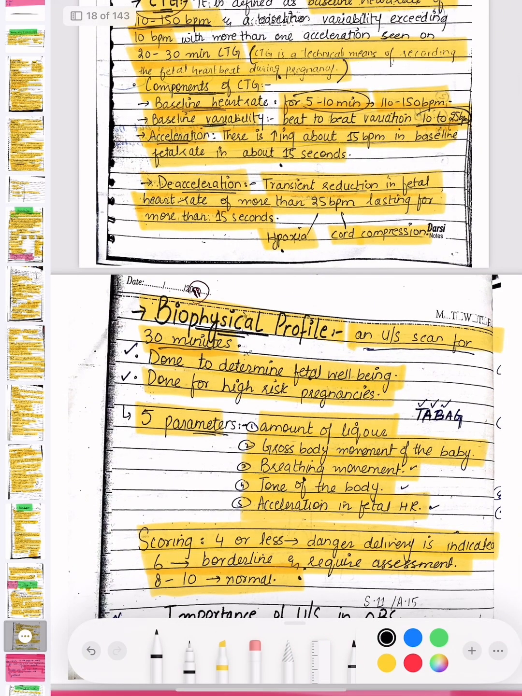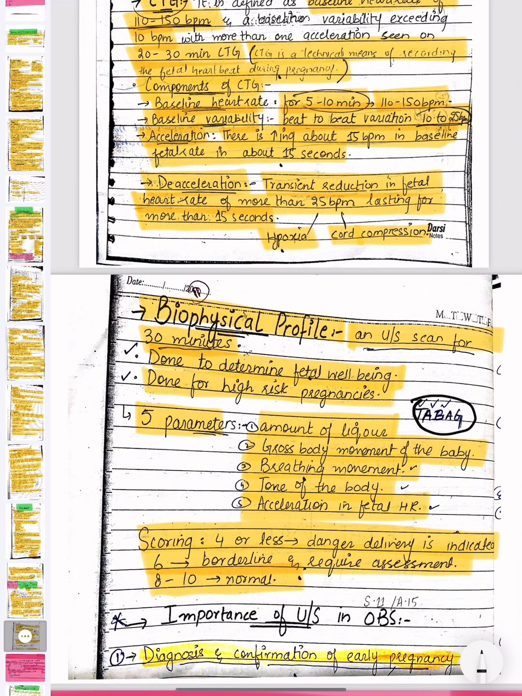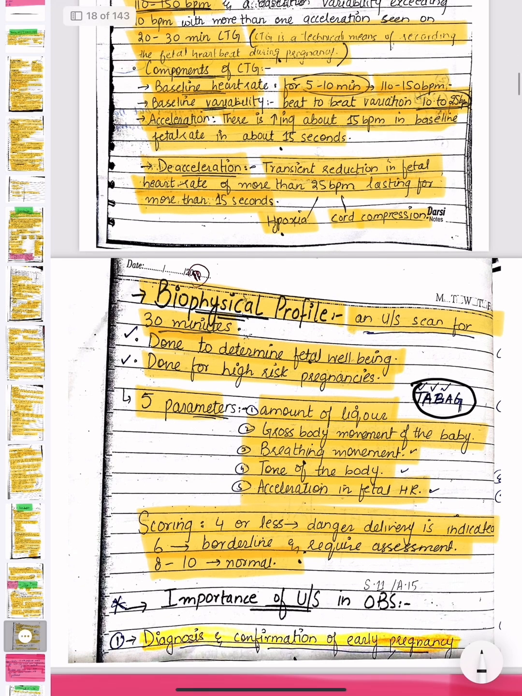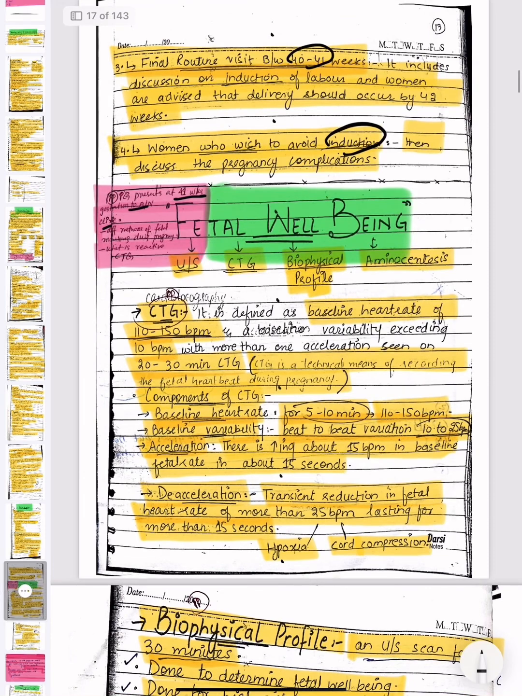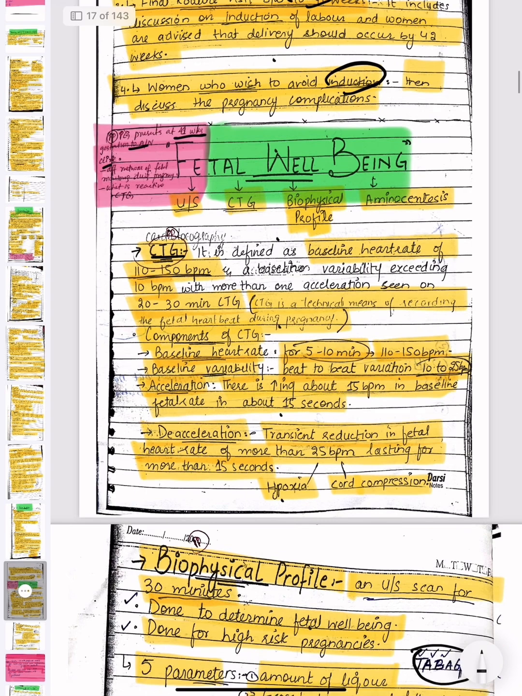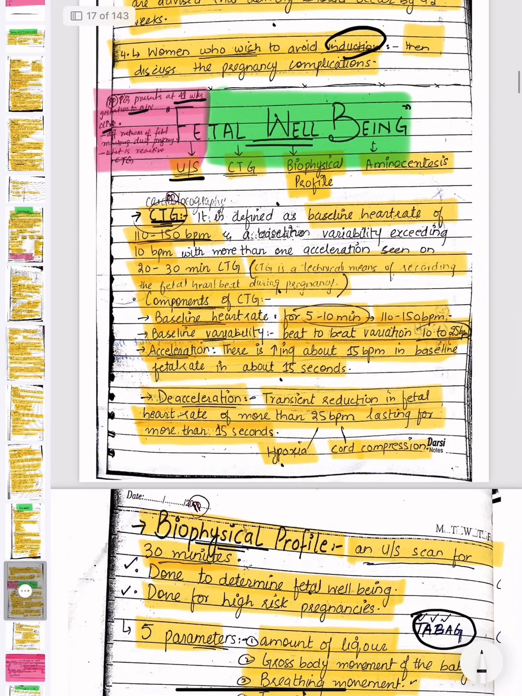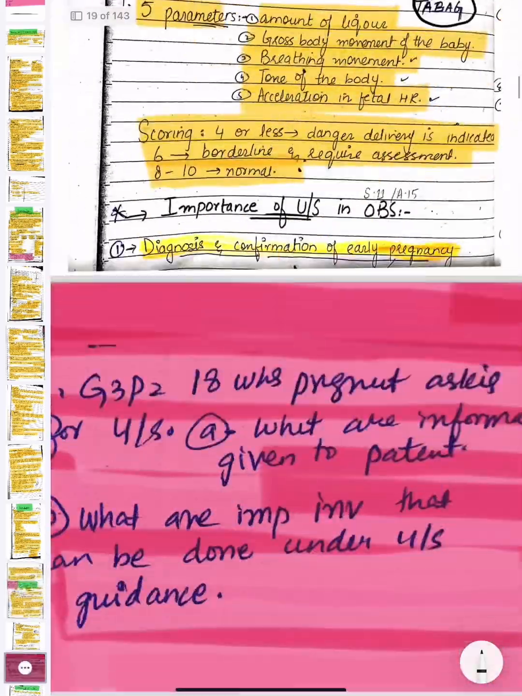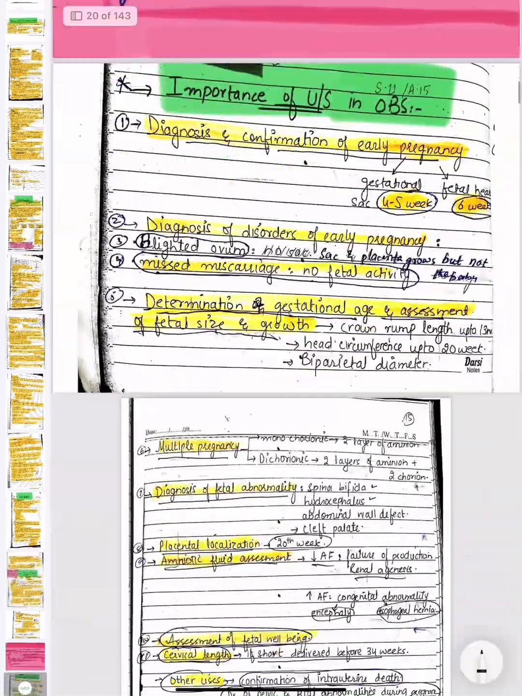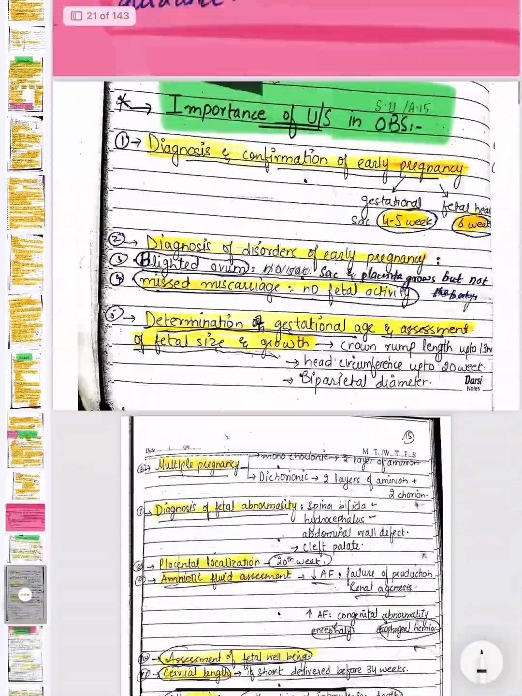So it can be remembered by TABAG: T is for tone of the body, A is for amount of liquor, B is breathing movements, A is acceleration in fetal heart rate, and G is gross body movement of the baby. So we have discussed the fetal well-being, that is, what investigations are done. These are the CTG, the biophysical profile, and ultrasound, and amniocentesis is done. Okay, now in the next section we will discuss the importance of ultrasound in obstetrics.